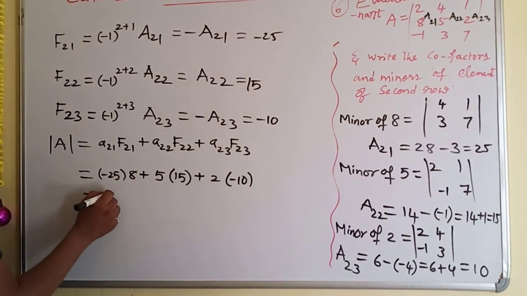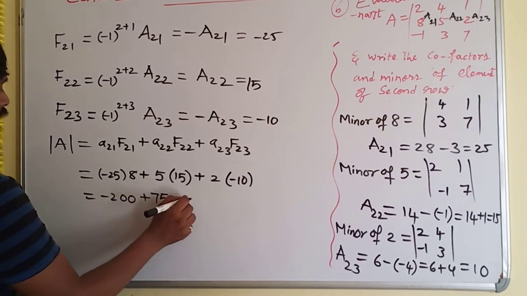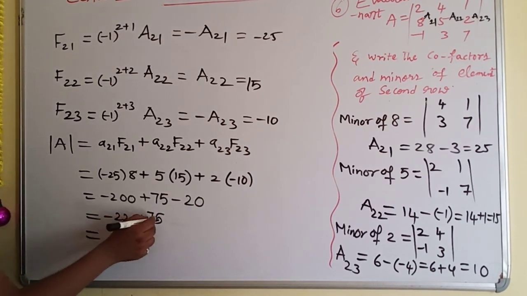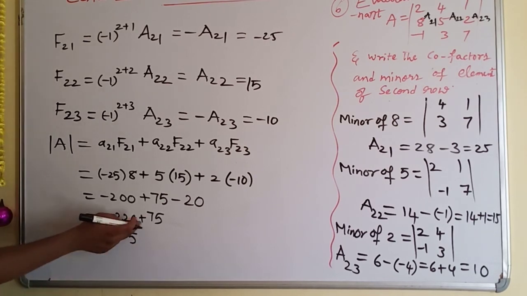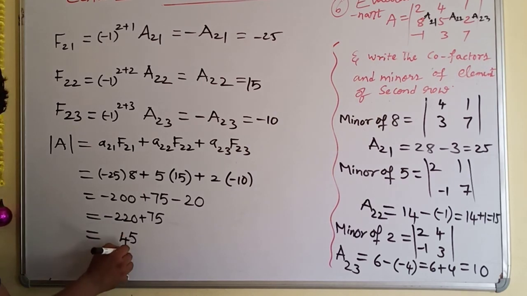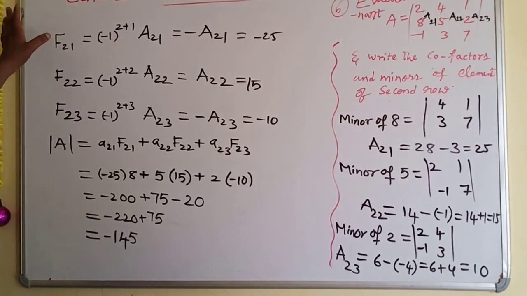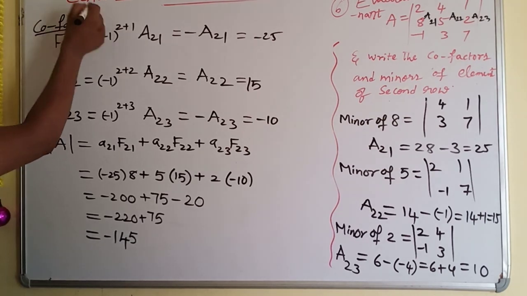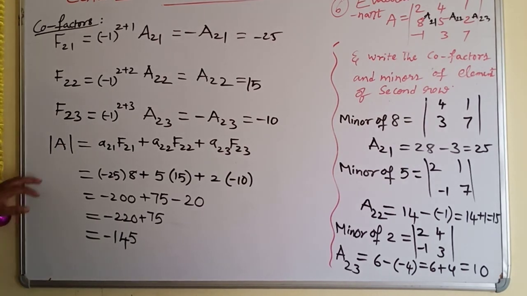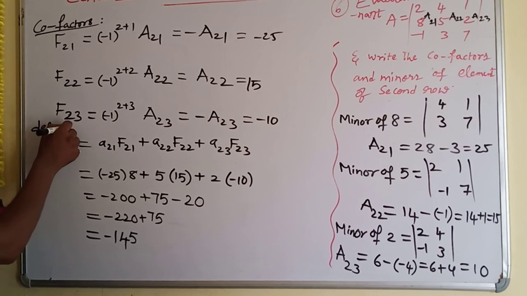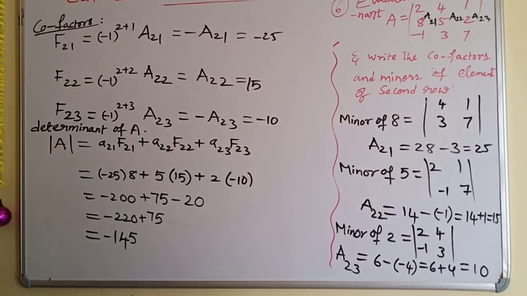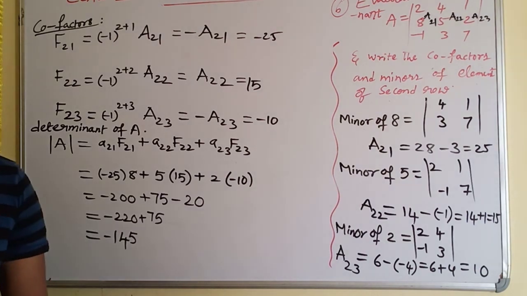Just multiply: minus 200 plus 75 minus 20. So you get minus 220 plus 75, so minus 145. So that is how we need to find minors and then cofactors, and then your determinant of A. So this is about your problem number 6, and let's move on to the last problem of this textbook example.